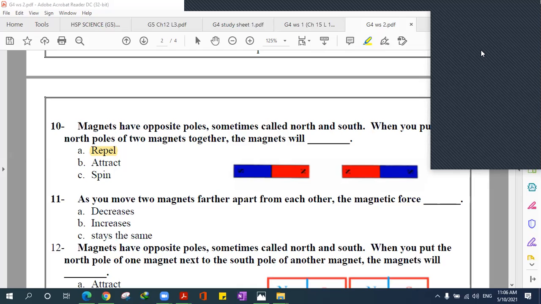because the magnetic field is just a small area around the magnet. As we move the magnets away, that means their magnetic field will become far from each other, and that's how the force will actually decrease. Well done. Thank you so much, Hamza.